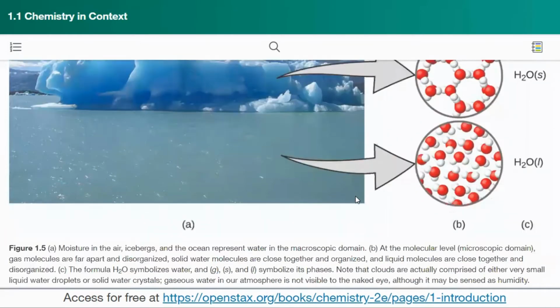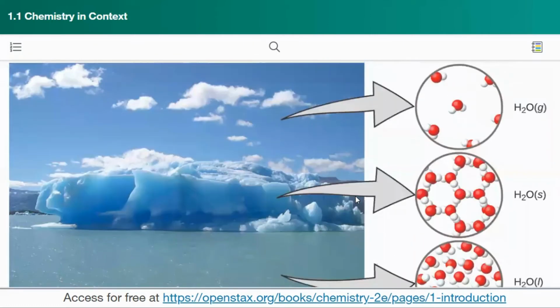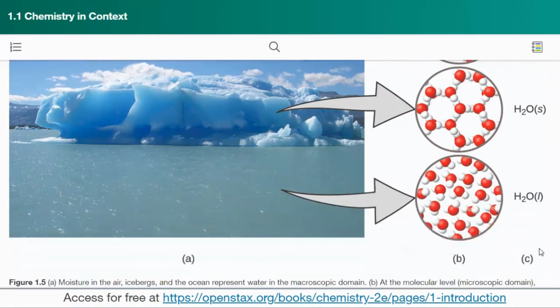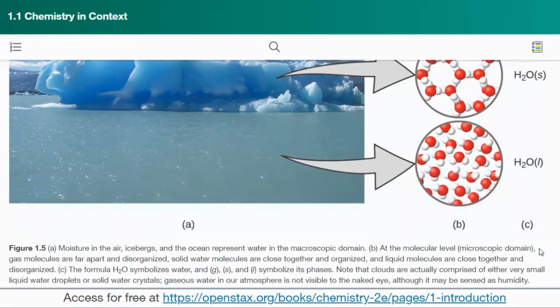Okay, 1.5b. There it is. You can see my cursor here. These are molecules. That's H2O gas, H2O solid, and H2O liquid. And let's see the caption B. At the molecular level, the microscopic domain, gas molecules are far apart and disorganized. Solid water molecules are close together and organized, and liquid molecules are close together and disorganized.